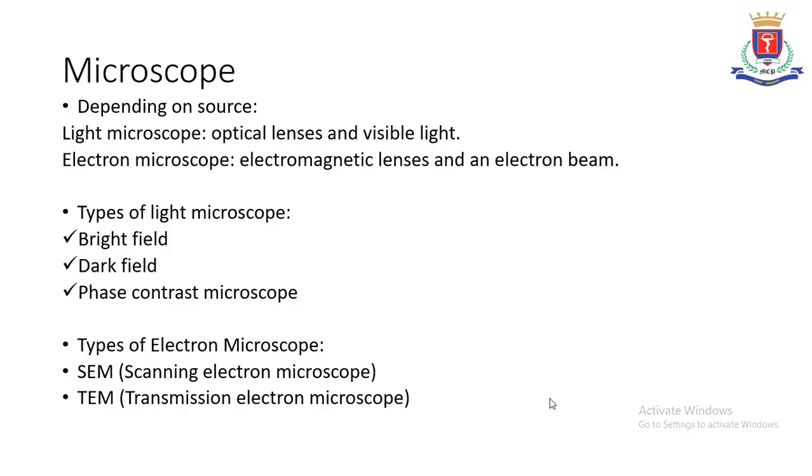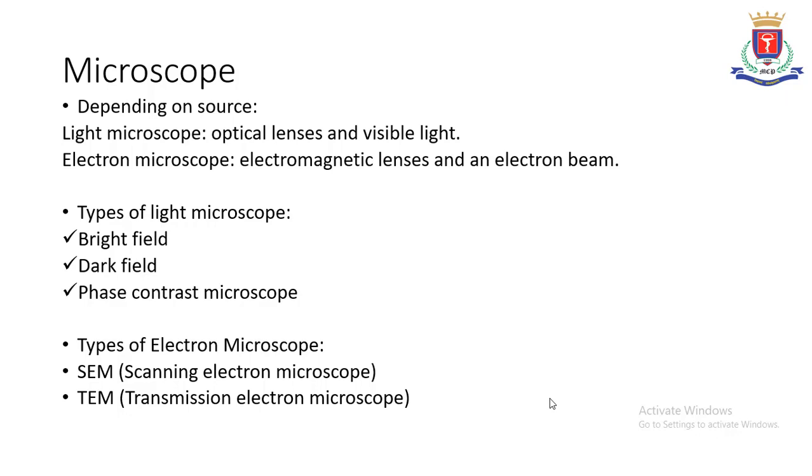Now depending upon the source for illumination, the microscope can be classified into two, that is light microscope and electron microscope. In light microscope, optical lenses are used, whereas in electron microscope, electromagnetic lenses are used. In light microscope, visible light is used as an illumination source, and in electron microscope, electron beam is used as an illumination source.